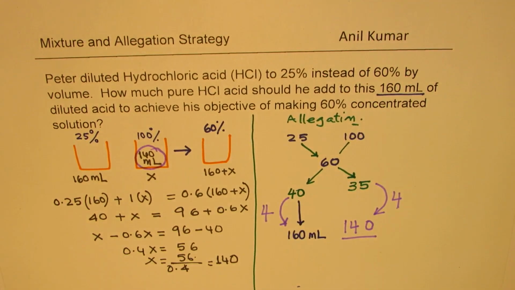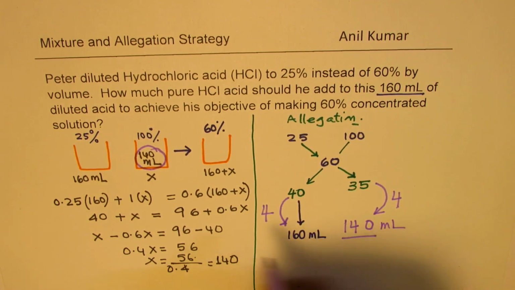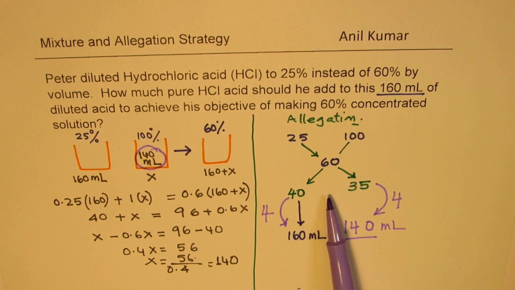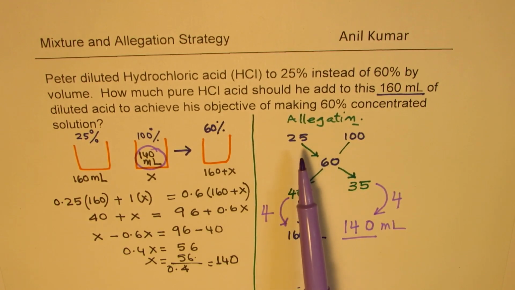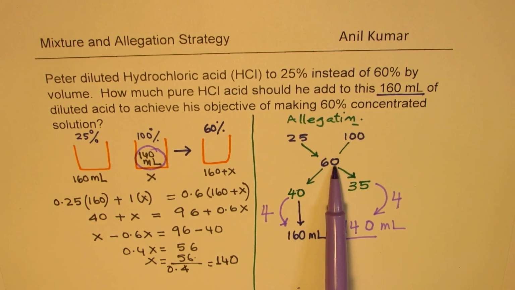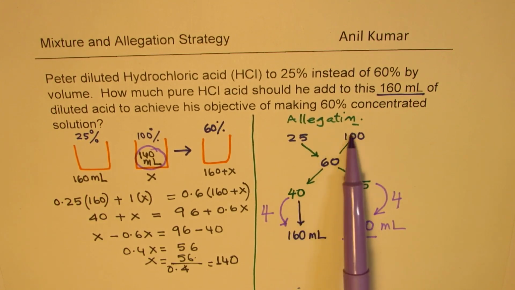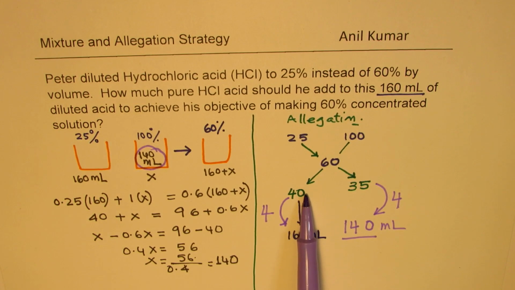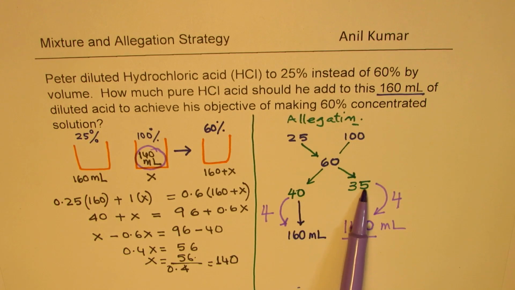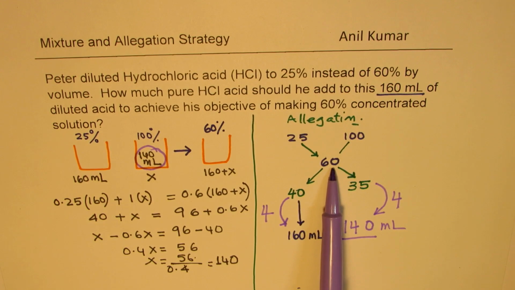Do you see how easily we get our answer without all this calculation? Now this calculation was still simpler than what you normally expect, but here is a plain and simple way of doing it. Try to understand. You are mixing 25 and 100, which is 100%, and getting 60%. So the differences between these, always positive, are 100 minus 60 is 40, and 60 minus 25 is 35. So that is the ratio in which these should be mixed to get 60%.